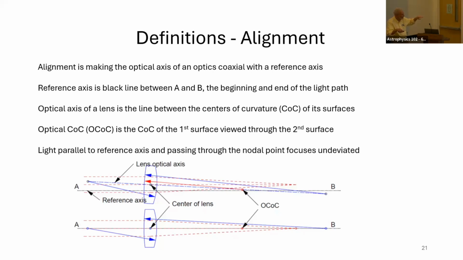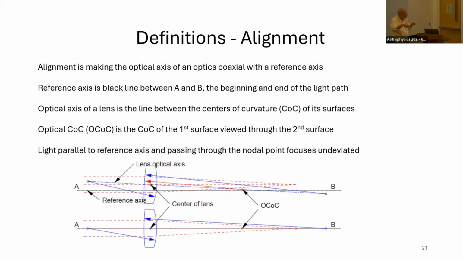And since it joins the centers of curvature, if I have light going exactly along the optical axis, the light intersects both surfaces with normal incidence. So there's no refraction along that ray. On the other hand, if you've got a ray coming in parallel to your reference axis, goes through the center of the lens with the nodal point, that ray is going to continue on and come to focus the same distance above the reference axis as the center of the lens is above the reference axis.